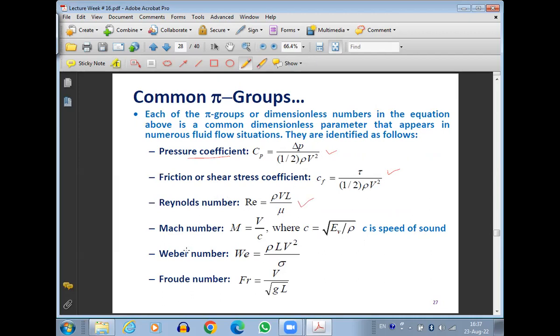Then we have Mach number. Mach number is normally used when you have very high velocities. Mach number is another pi group. Then we have Weber number, which is another pi group, and Froude number, which is another pi group. These are some of the numbers, some of which you have already used, some which you have not used, but this is just basic information on the pi groups that we have.